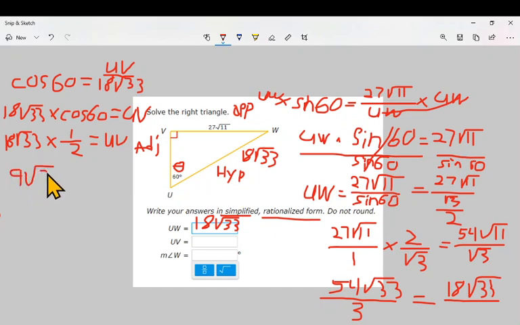And that's the answer, right? A lot easier than that first one. Didn't have to deal with the radicals, but I thought it was important to do an example where you had to do some radical stuff just so you had some expectations about what IXL wants from you, okay? So we have 9 square roots of 33 equals UV. And so that is what I'm going to write in for our answer here for UV. We have 9 square roots of 33.